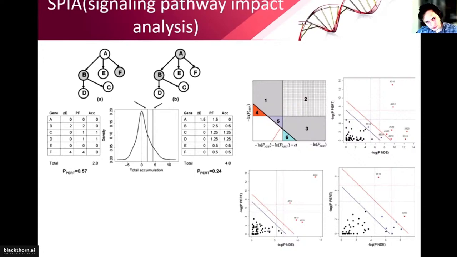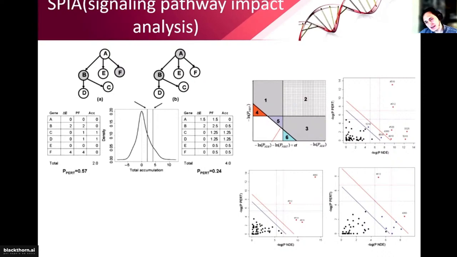And even though for A gene we have a 1.5 fold change, and for F gene we have a four fold change, the overall perturbation is higher in the left case, and significance will be higher in the right case, because we have a bigger amount of accumulated perturbation in our pathway. That's why it's quite sensitive, especially when you're working with something which strongly affects your phenotype, maybe some transcription factors or something like this, which has low expression or which is hard to dysregulate significantly. That's why SPIA matters, and it's better to try to implement it in your research.